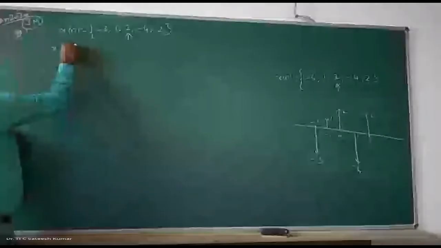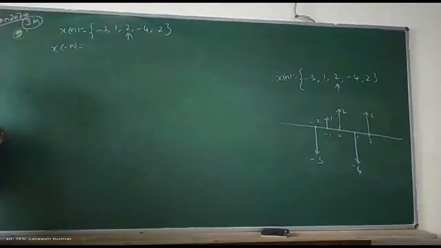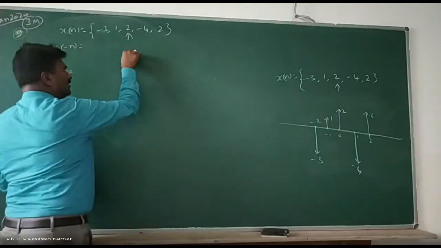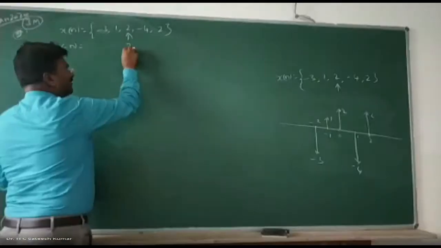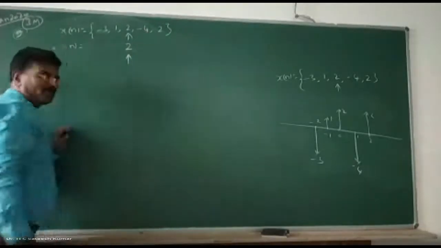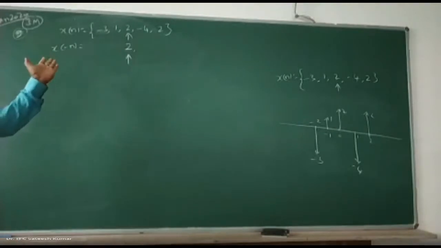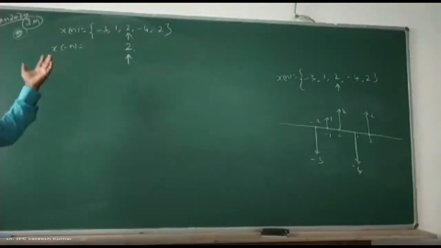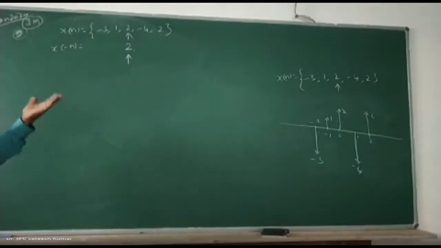So first I'll do x of -n. x of -n means only time folding, that means time is changed. The element at the origin will remain the same. Elements on the right hand side are folded to the left hand side, and elements on the left hand side are folded to the right hand side.